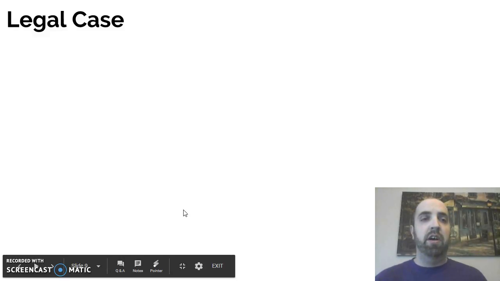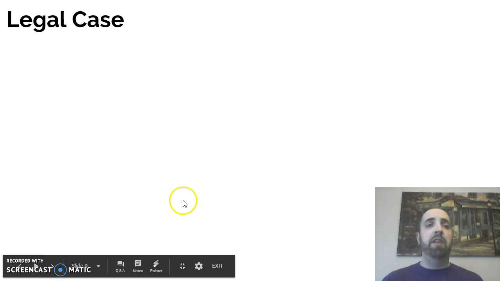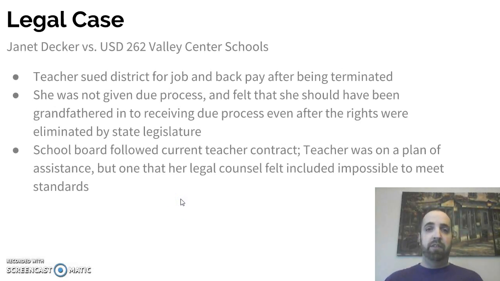We were asked to go over a legal case, and I was able to use a legal case that happened in my school district. The case is Janet Decker versus USD 262 Valley Center Schools. It's a situation where a teacher sued the district to get their job back and to get back pay that they felt they were owed for the time that they were terminated until the end of the court case. Basically, the teacher was non-renewed after being on a plan of assistance for a year.